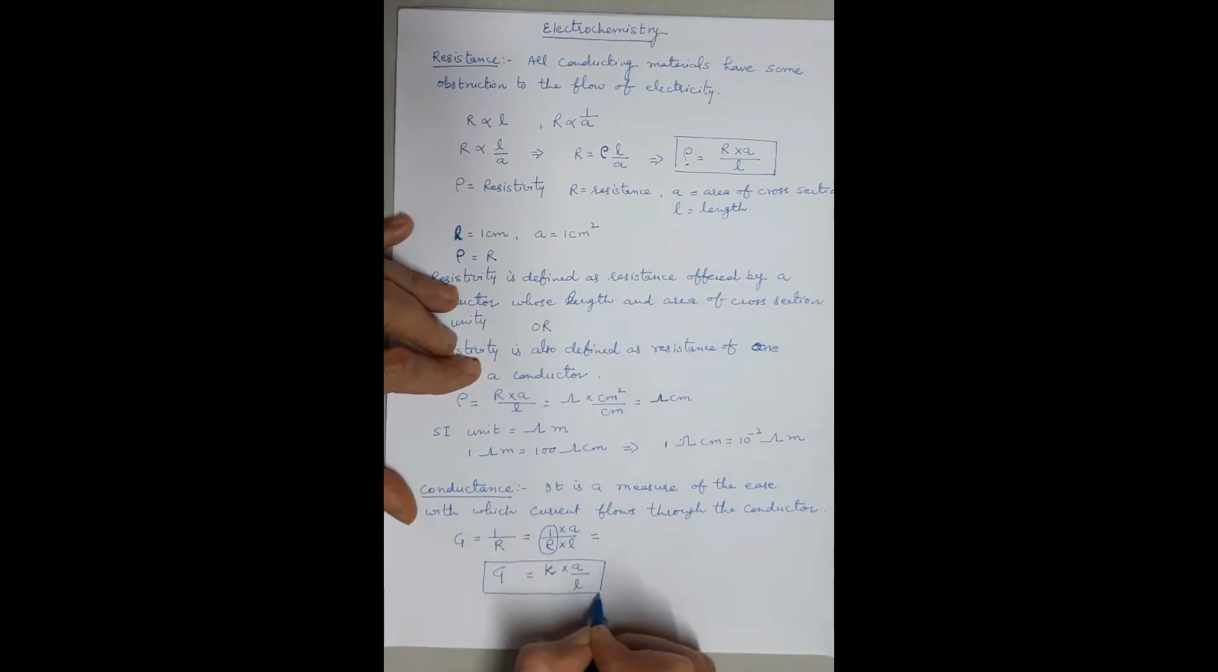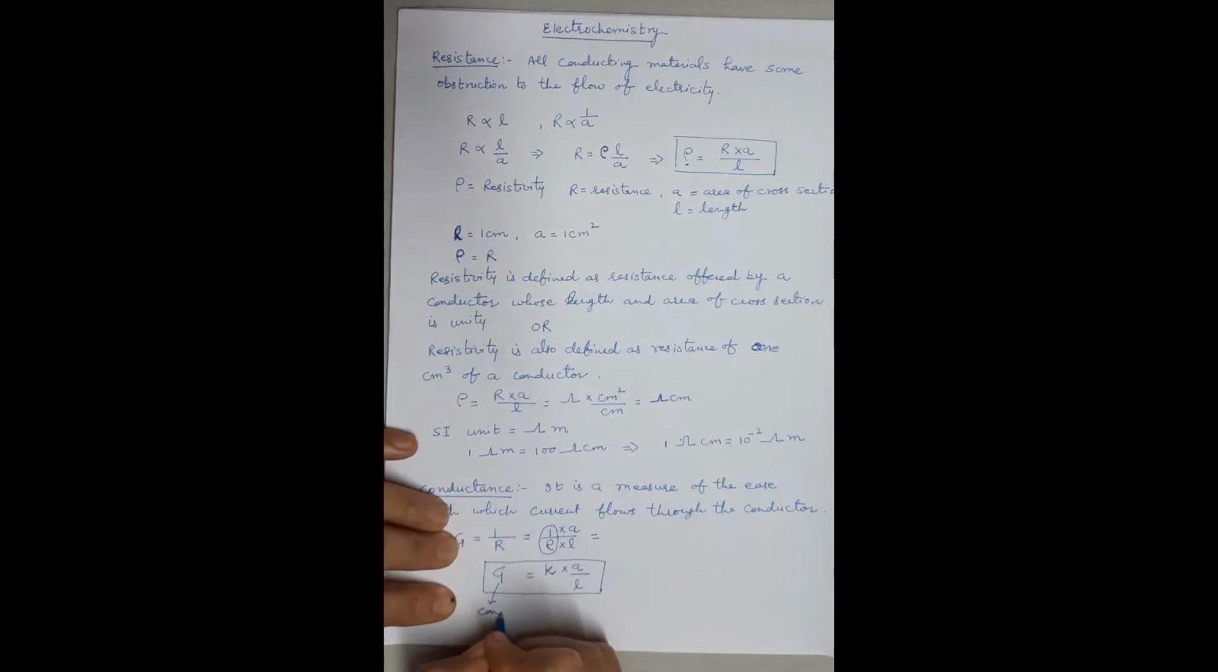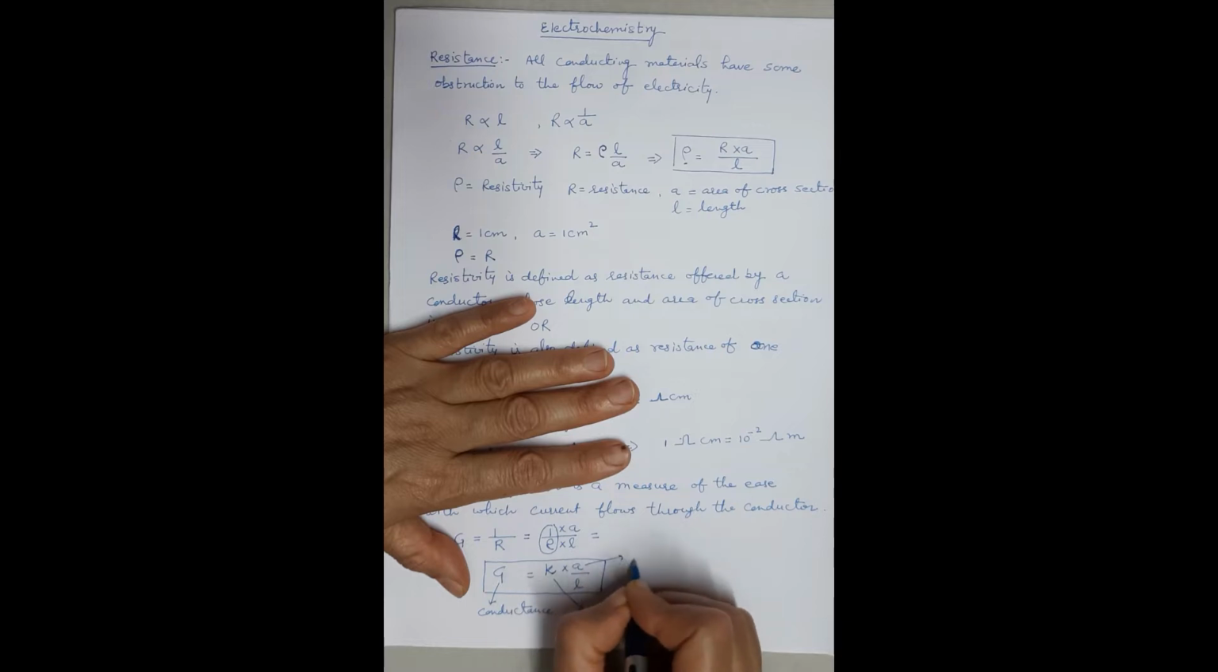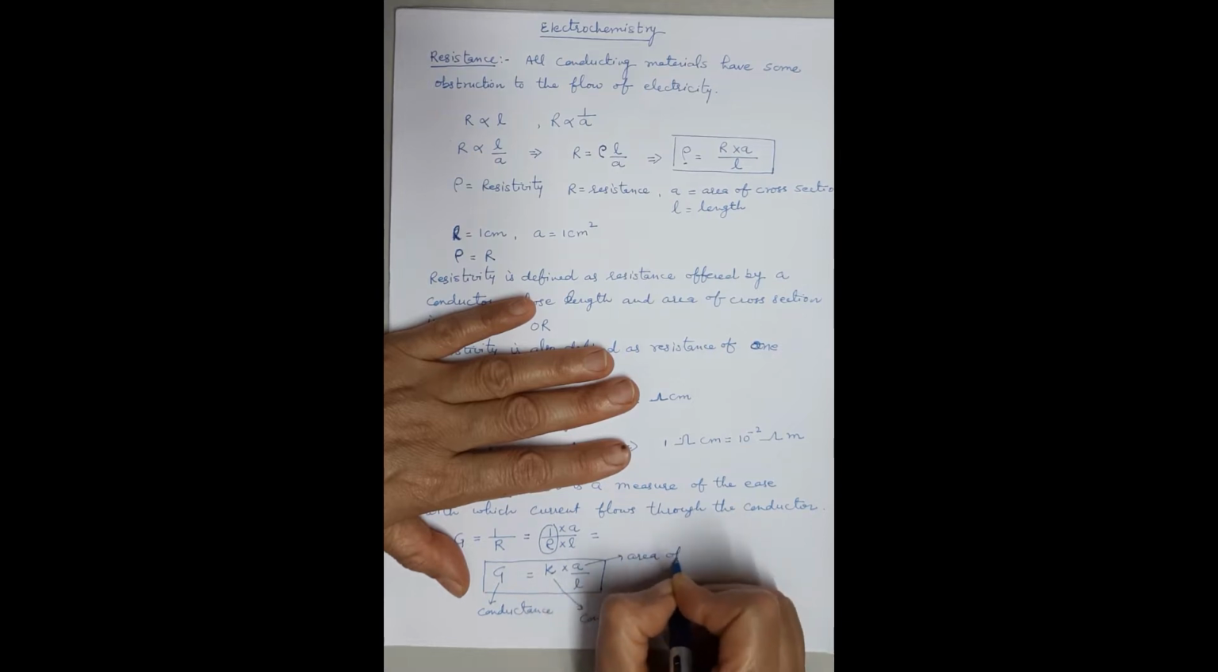So this is one of my formulas. Again, you need to learn this formula. G is conductance. And K, kappa, is conductivity. Sometimes it is also called specific conductance. A is area of cross section.